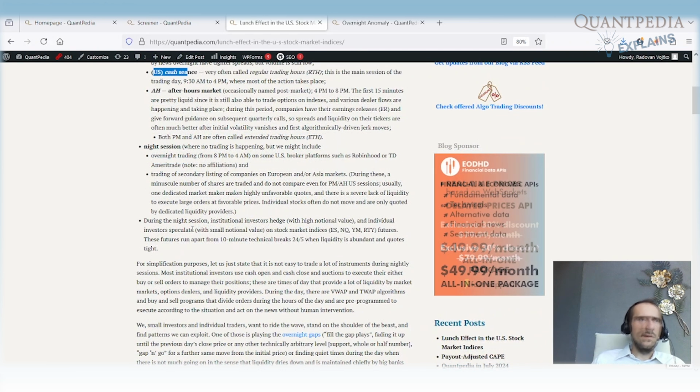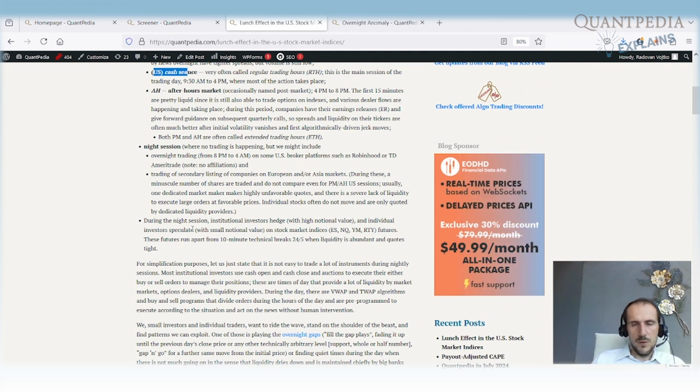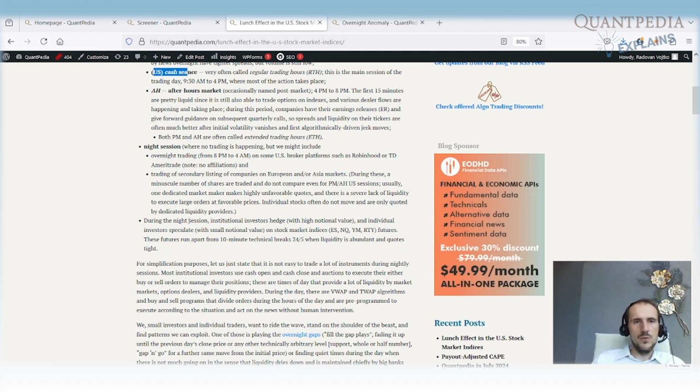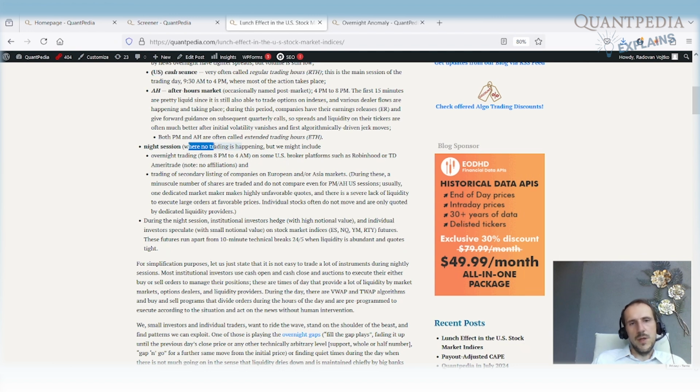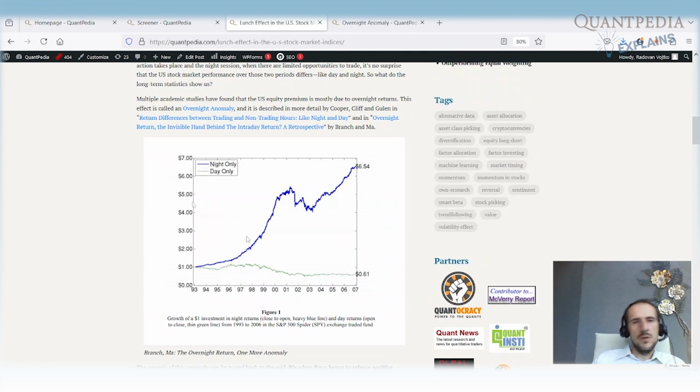Of course, you can trade derivatives. The derivative market is open significantly longer than the cash market. But when you want to buy individual stocks in significant size, you can use only the cash session. And then there is the nightly session, when no trading is happening, mainly from 8 p.m. until the morning hours. As we mentioned, there is a nightly drift.